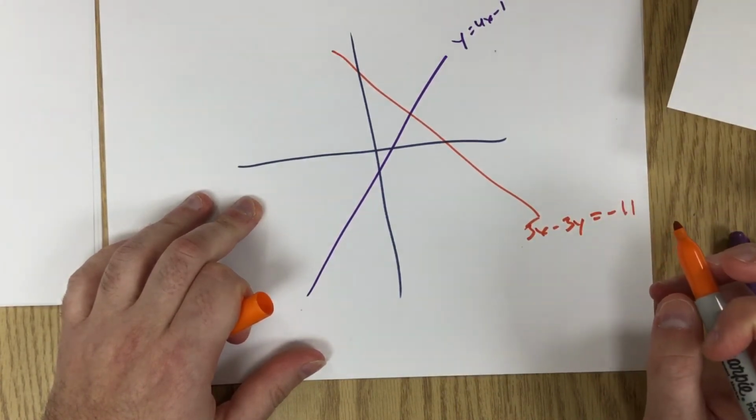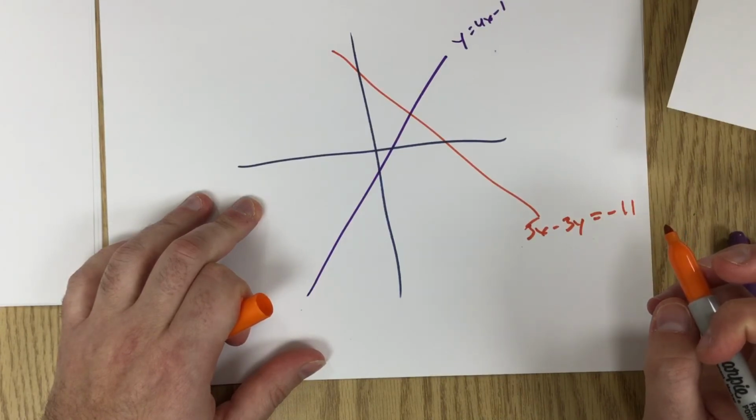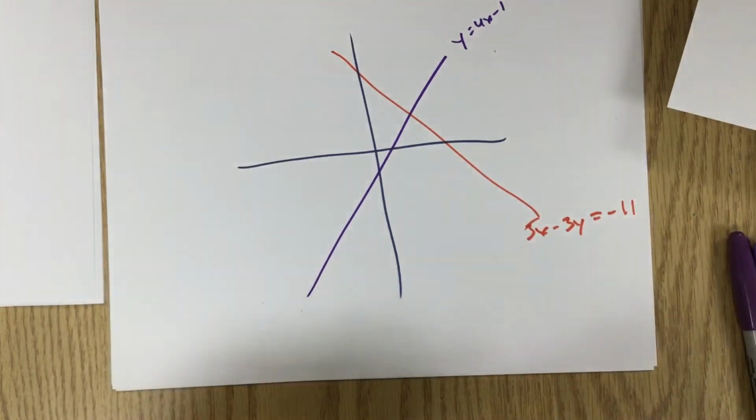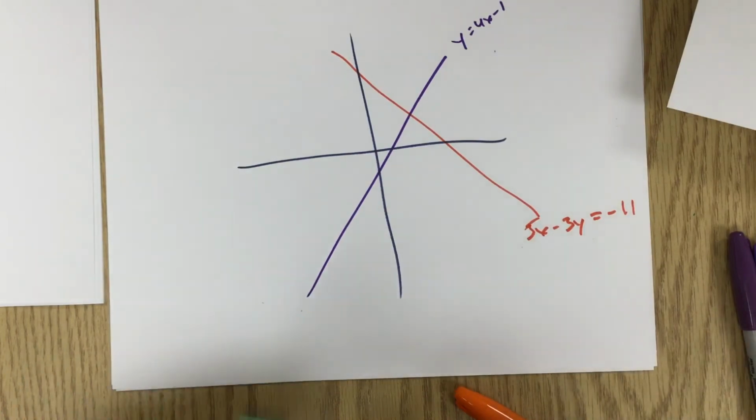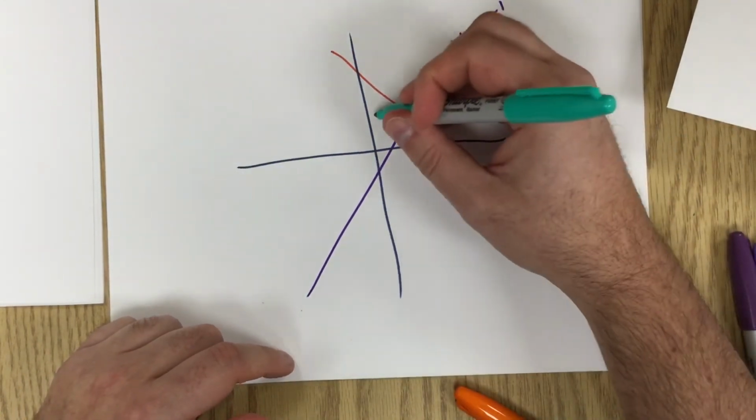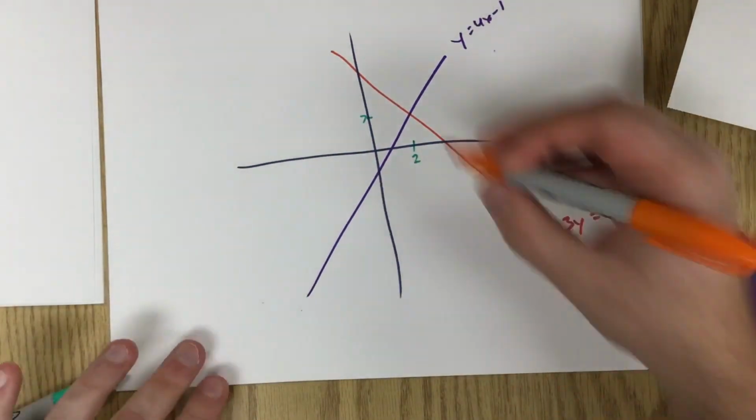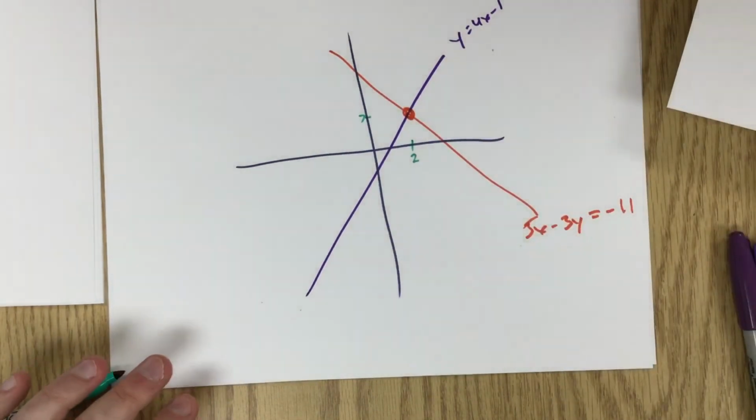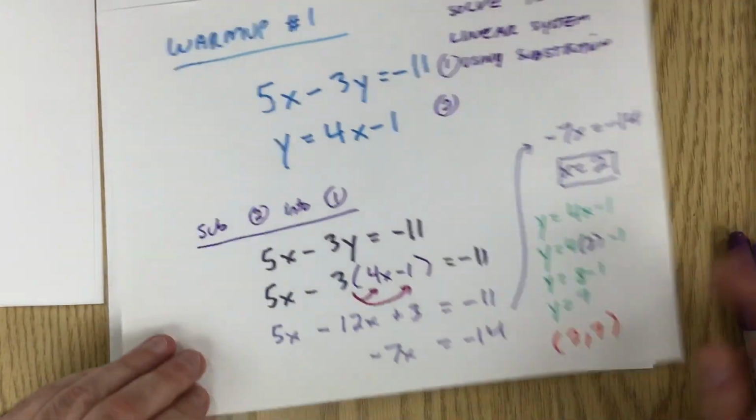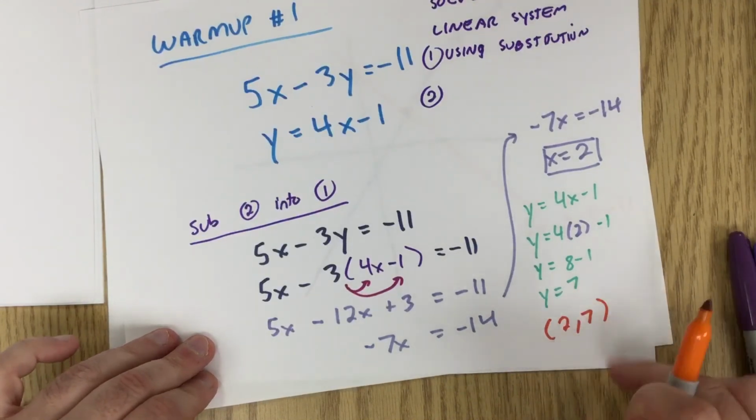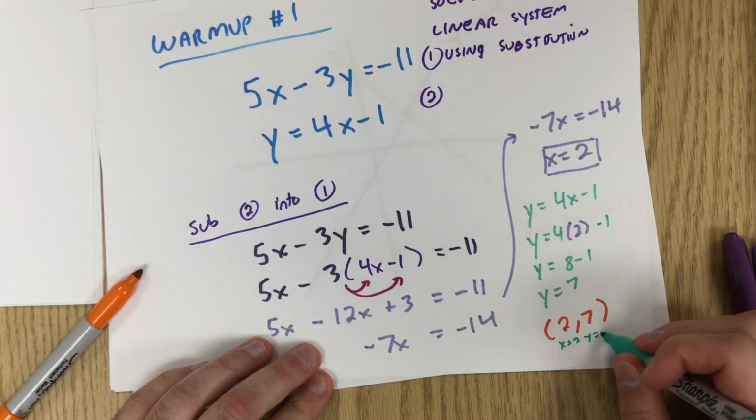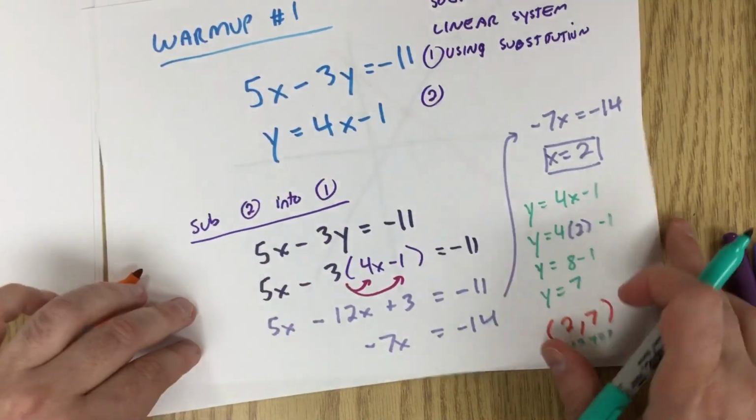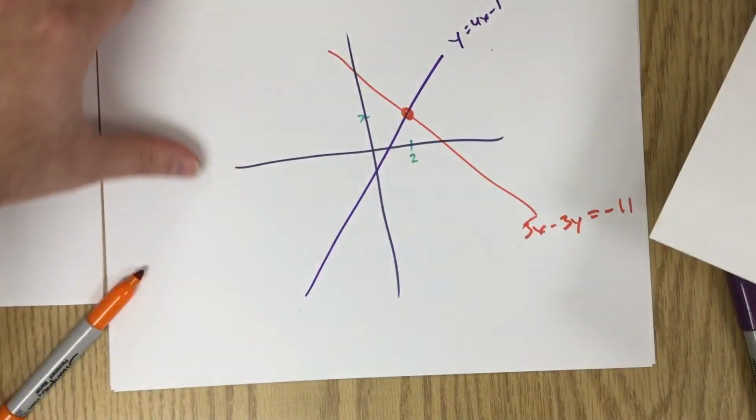Oh, did I do that wrong? No, that looks right. And what we know is that the point 2 and 7 is going to be the intersection between our two lines. So it means that the solution x equals 2 and y equals 7 works for both of these equations, and graphically that's the intersection between the two.